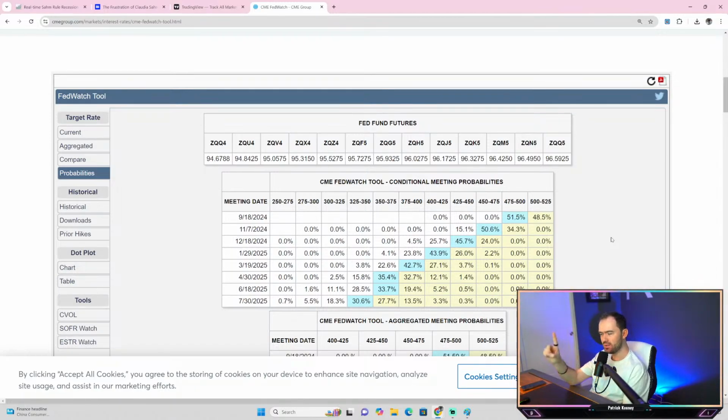Option number one is they cut rates. Option two is holding rates. Option three is raising rates.